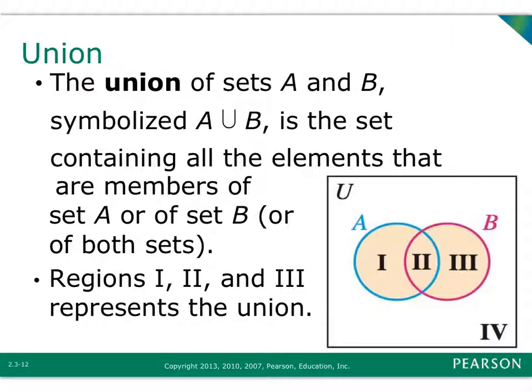So we've talked about the intersection. Now we're going to talk about the union. The union of the set A and B, symbolized by A ∪ B, is the set containing all the elements that are the members of the set A or of set B, or of both sets. So, in this particular case, the union represents all three areas, 1, 2, and 3, of the Venn diagram of the circles.